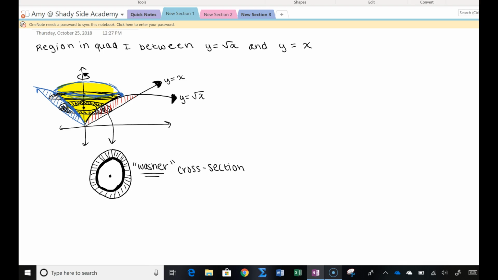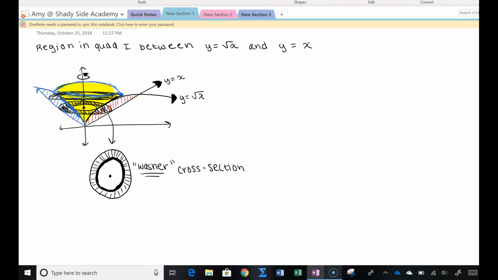Is the same thing going to happen here? Well, let's just see. That's where you're seeing some disconnect. So just hold on, okay? This is a washer cross section. What we did last class was we just figured out the area of the portion of each cross section embedded in the solid of revolution.